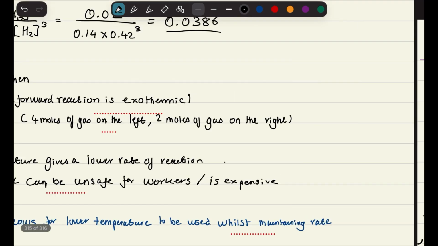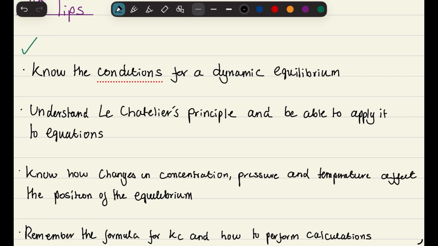Le Chatelier's principle, again, I don't think you necessarily would get asked to define it or write it out, but knowing how to apply it is definitely really important. And knowing about how concentration, pressure, temperature affect the position of the equilibrium and talking about shifts in equilibrium is really important to understanding this topic.